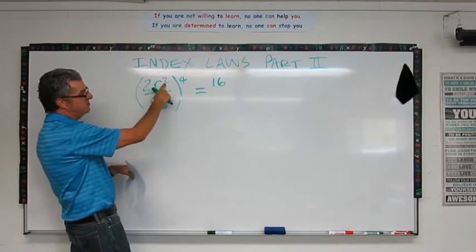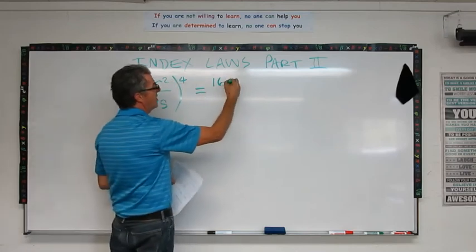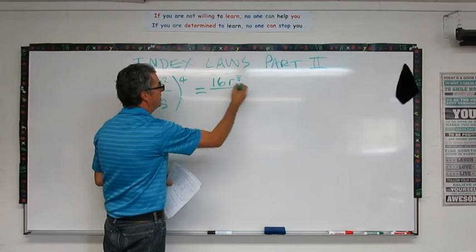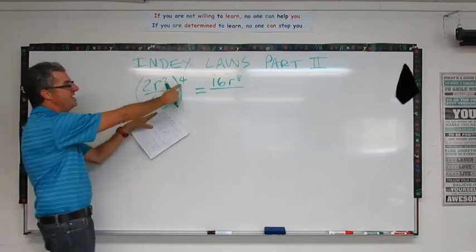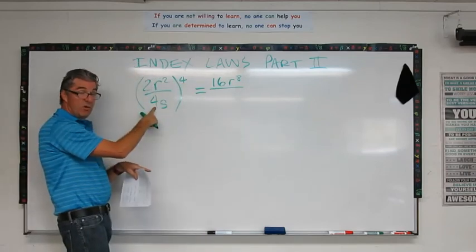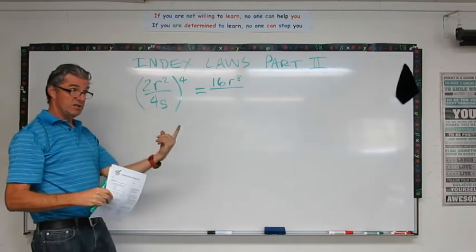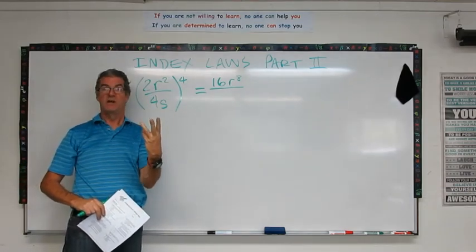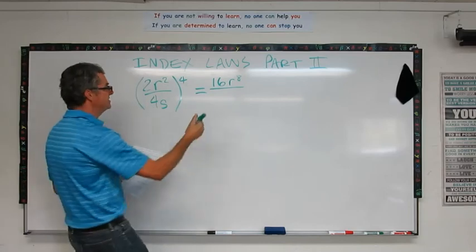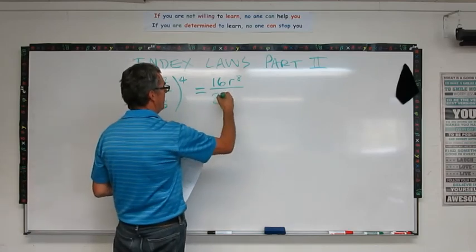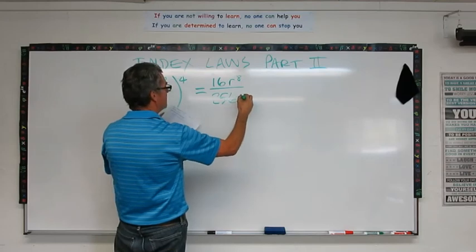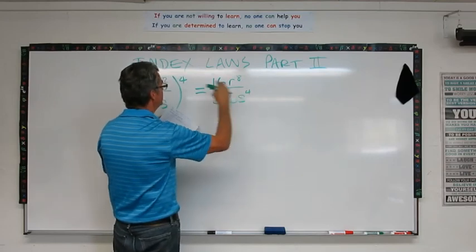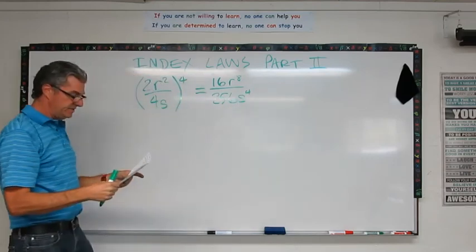r to the 2 raised to the 4 is going to be r to the 8. (4s) to the 4 is going to be 4 to the 4. So let's see what that is. 4 times 4 is 16. Times 4 again is 64. Times 4 again is 256. And then I just bring my 4th down for my s.